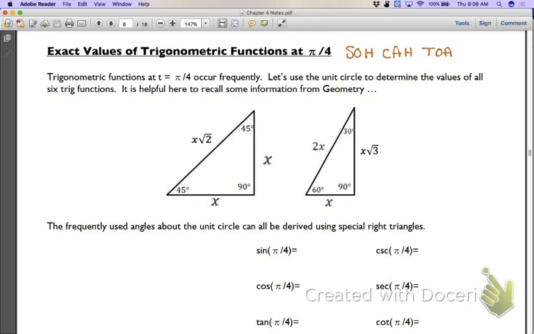Whenever we talk about special right triangles and frequently used trig functions, pi over 4 is one of those. Pi over 4 is going to be with a 45-45-90 triangle. If you think about it, whenever we cut a 90-degree angle in half, what's it going to cut it into? 45 degrees.